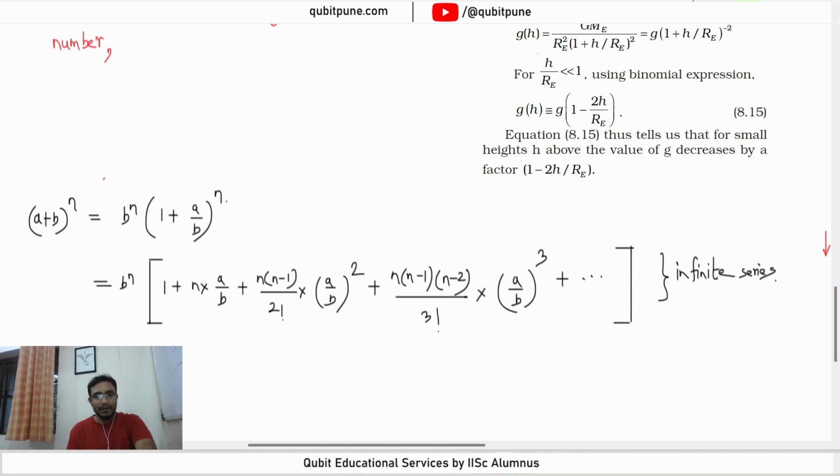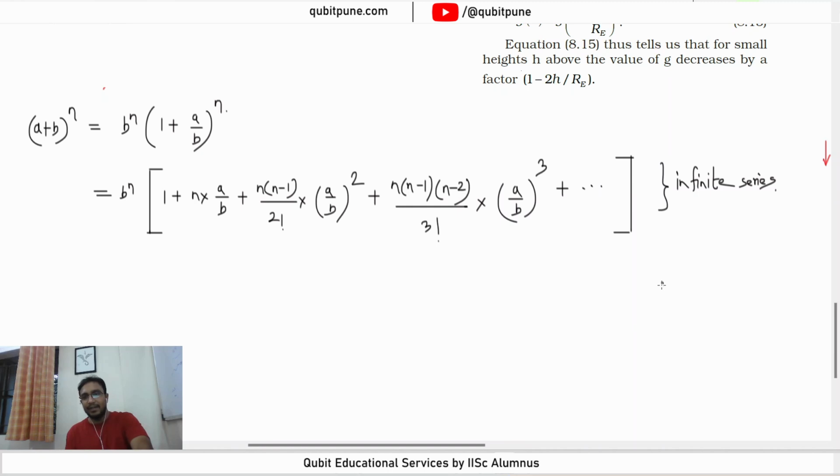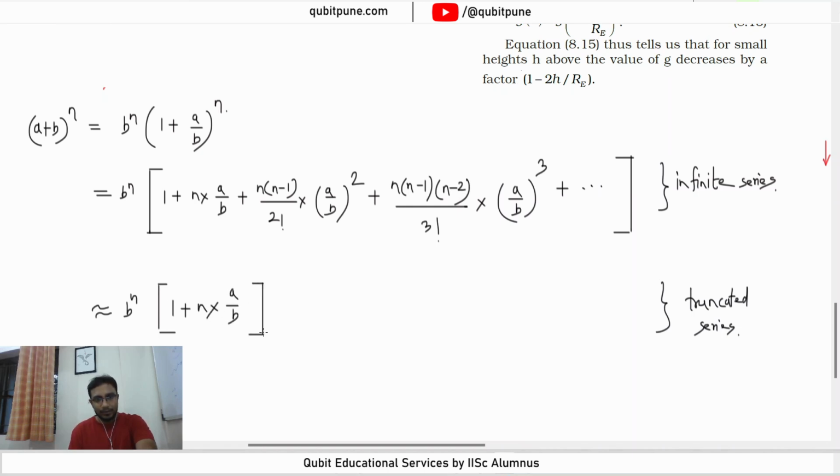Now when we do not consider many terms of the infinite series, we give it a special name. We call it a truncated series. If a by b is very small, we can ignore its squares. So we approximate it as b raised to n into 1 plus n into a by b. We truncate everything that follows after this. That is called a truncated series or truncated expansion.